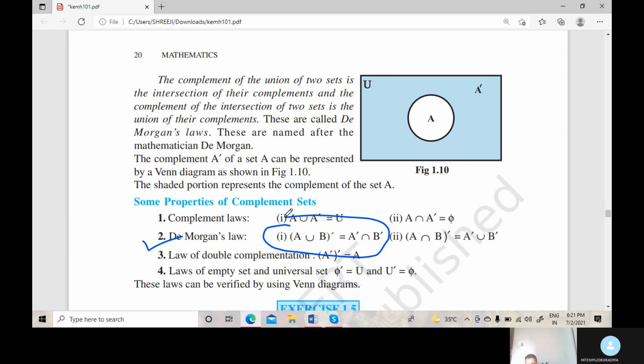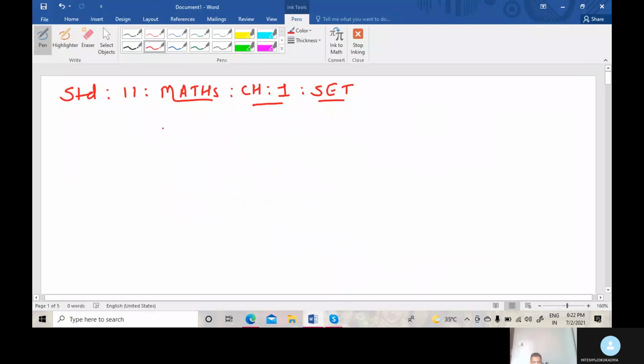First one, (A union B) whole dash, the complement of the union, equals A dash intersect B dash. And the second one is the complement of the intersection, equals A dash union B dash. Now look at this De Morgan's law, we give the example.